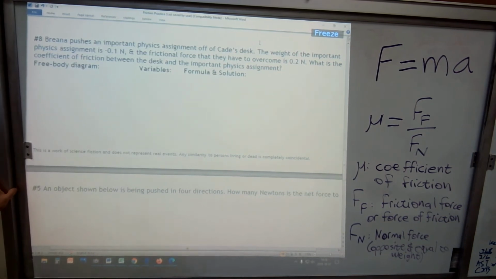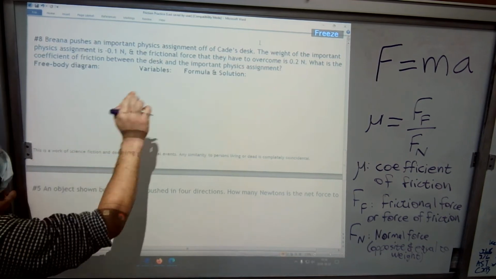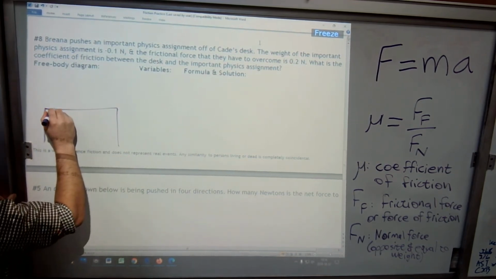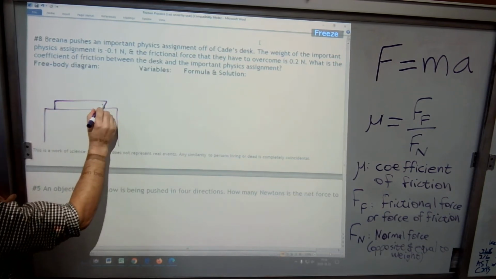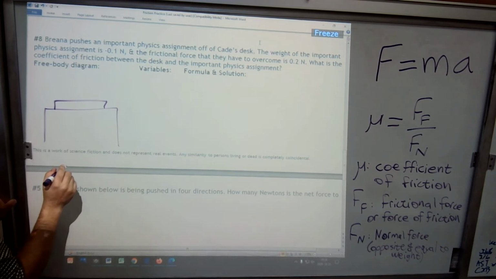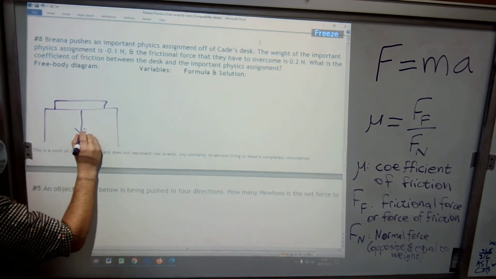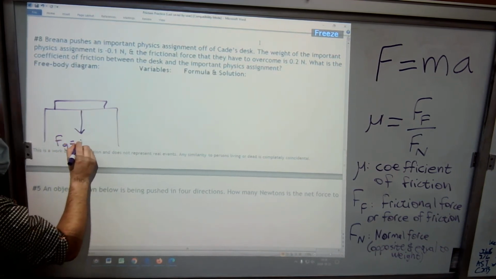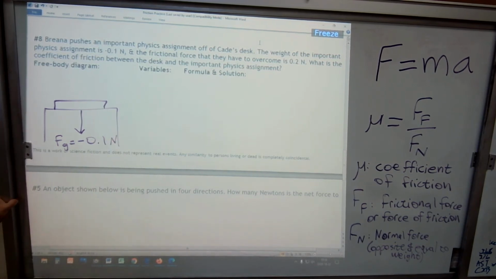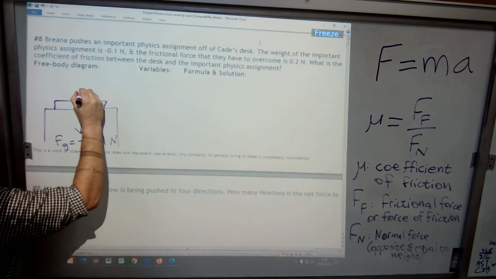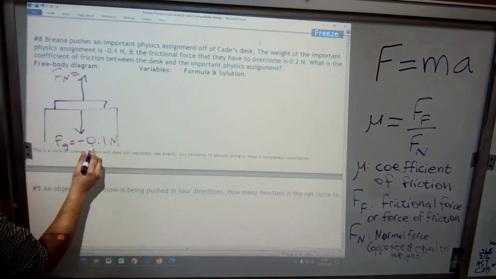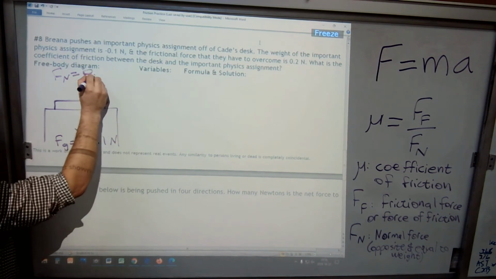So, she's pushing an important physics assignment off of Cade's desk. So I got my free body diagram with the desk and the physics assignment. The weight of the important physics assignment is negative 0.1 newtons. So here's my weight. Negative 0.1 newtons. Normal force, because this is sitting on something, it is up here, and it's equal and opposite to weight. So if weight's negative 0.1, normal force is positive 0.1.